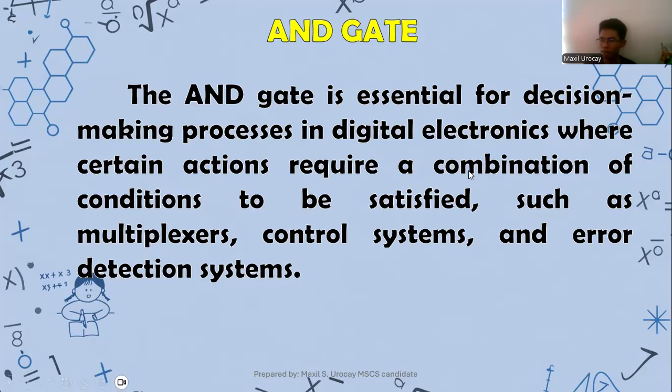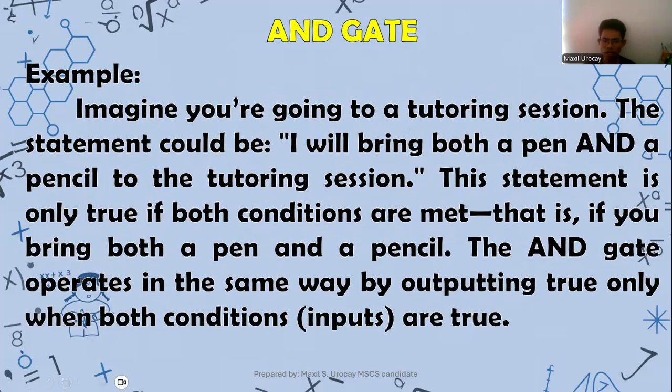Say for example, imagine you're going to a tutoring session. The statement could be, I will bring both a pen and a pencil to the tutoring session. And this statement is only true if both conditions are true. That is the same with propositional logic: once the first statement and the second statement are true, when you combine them, it will also return true. Because we cannot multiply true and false, it will become false.